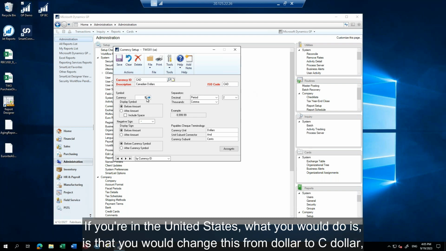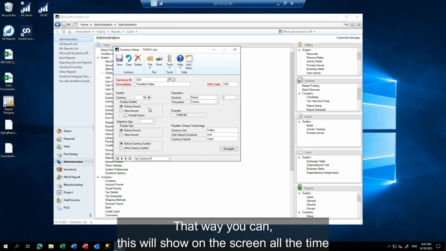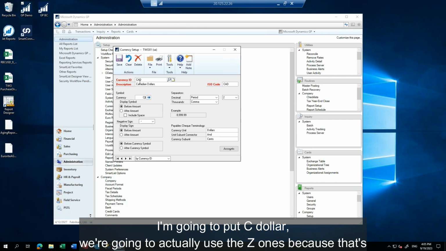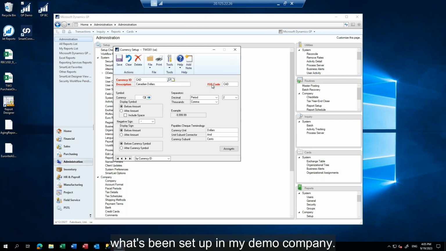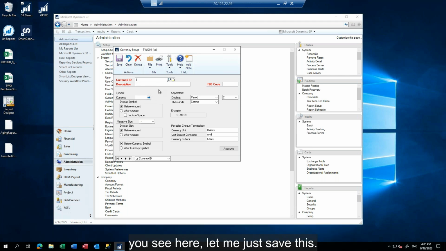If you're in the United States, you would change this from dollar to C dollar so that you know that it's a Canadian dollar. That way this will show on the screen all the time so you can know which currency you're entering in. I'm going to put C dollar. We're going to actually use the Z ones because that's what's been set up in my demo company. The Zs or Zeds, depending on which side of the border you're from, those particular currencies that you see here, let me just save this.